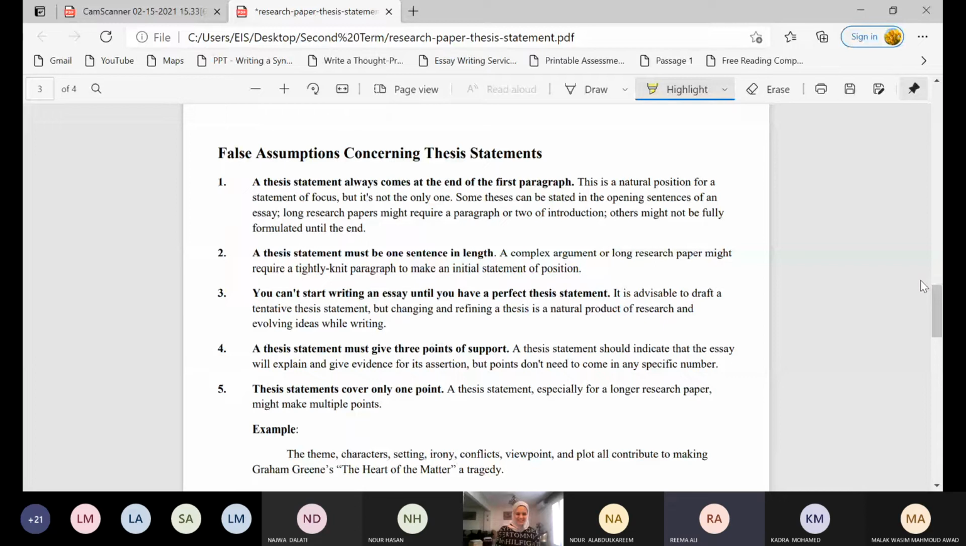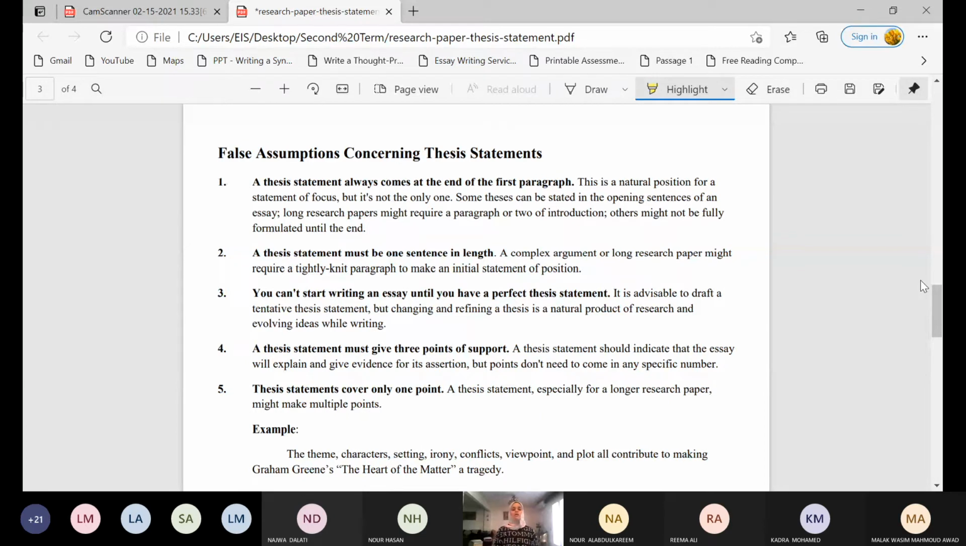Wait, I didn't hear your question. Again, a thesis statement must be one sentence in length. No, it depends on the length of the essay. Yes, it requires a tightly knit paragraph to make an initial statement of position. So if it's a long research paper, it's not one page, of course, so you can write more than one sentence for the thesis statement.